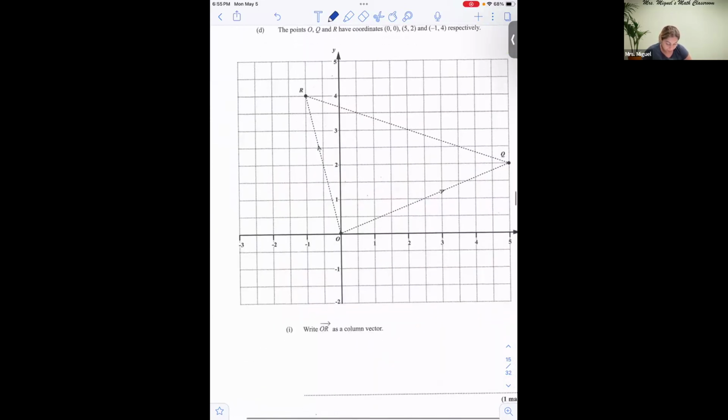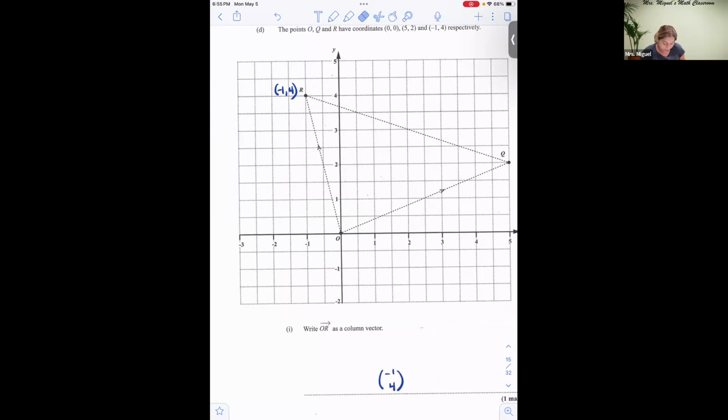The next part, we want OR written as a column vector. So you could get it as a row. So OR, or the vector R, is negative 1, 4. To take that as a row and write it as a column will be negative 1, 4.